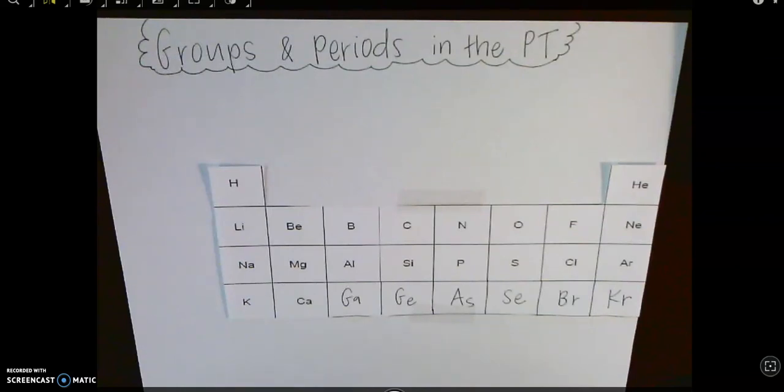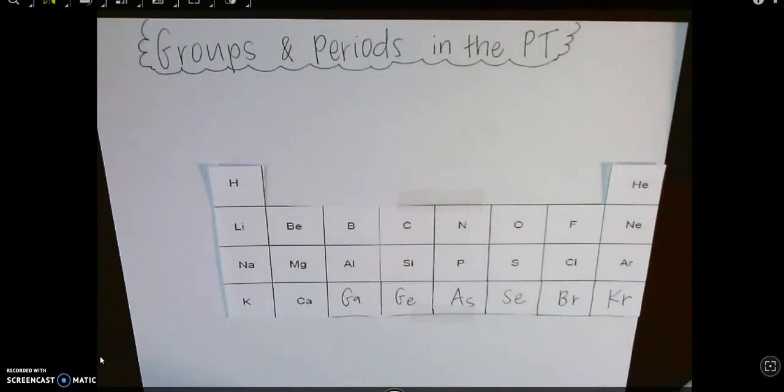Today we're going to focus on the groups and the periods in the periodic table. I've drawn a very minimal version of the periodic table here, but we're going to use it as an example to talk about those groups and those periods that we see throughout the table in its extended version. Before we get started, I want you to pause the video and write down everything that you see on my paper. So let's get started.